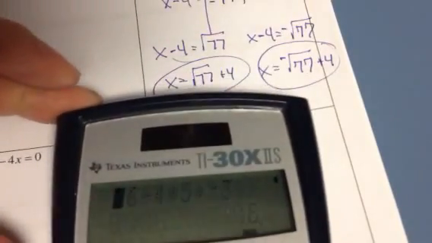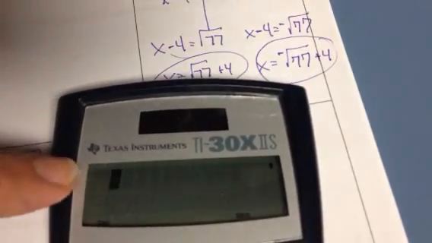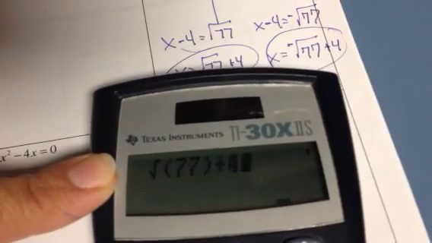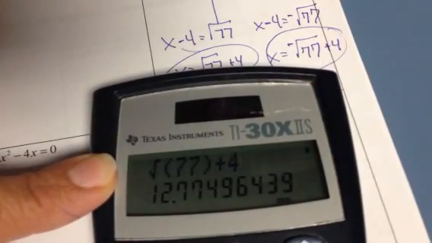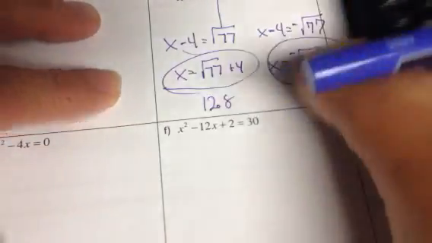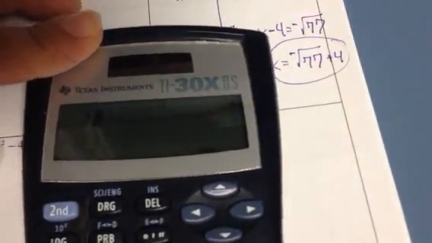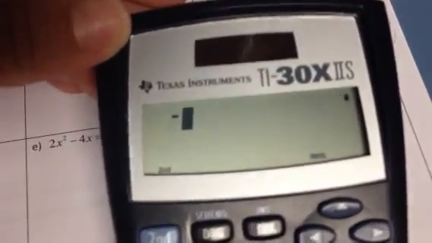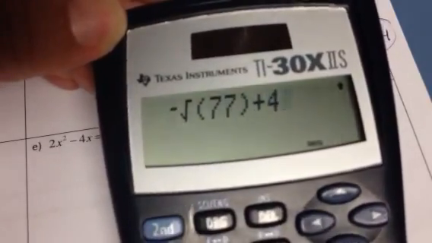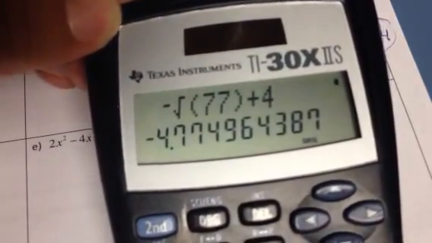If you really want to see what that's worth, you could turn on your calculator, do the square root of 77. You would need to close the parentheses, and then you could add 4. So one answer is like 12.8 if we round it. And then I could do that again, but just make sure I put a negative in front of the square root of 77, and then add 4. And so the other answer is negative 4.8.